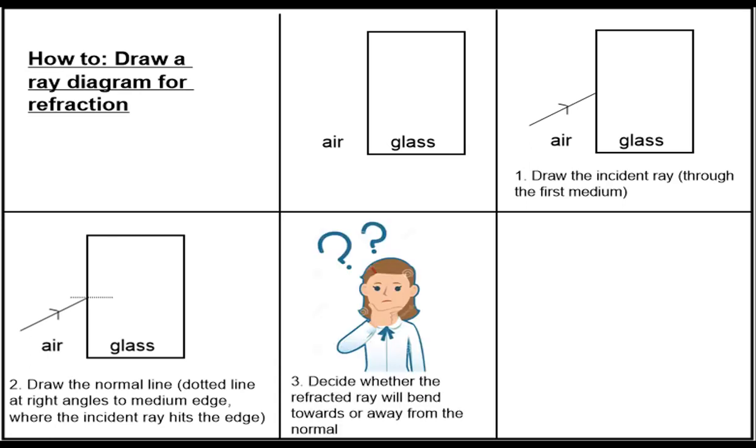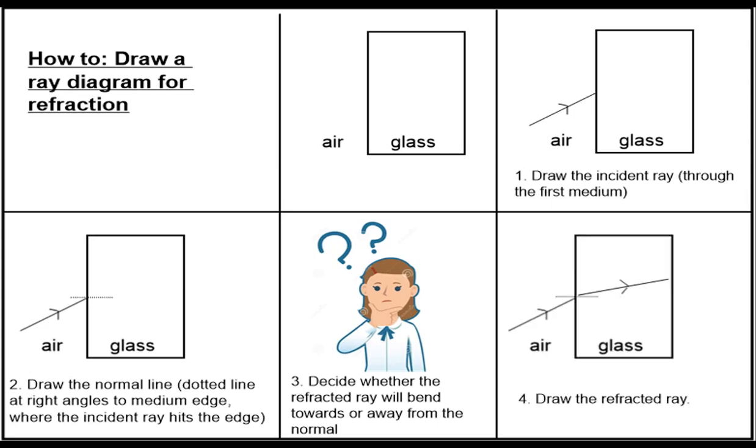Then you need to decide whether the refracted ray is going to bend towards or away from the normal. Now at this point, it's useful to recall the model that I showed you earlier on of the car traveling along a road and then hitting the sand. If the car is traveling from the road into the sand, it is going to slow down slightly and it will turn towards the normal. So here the ray is going to be refracted and turn towards the normal when it moves from air into glass. So then you draw the refracted ray, and again use your ruler because it's a straight line, and make sure to add the arrow to show the direction that the light is traveling in.